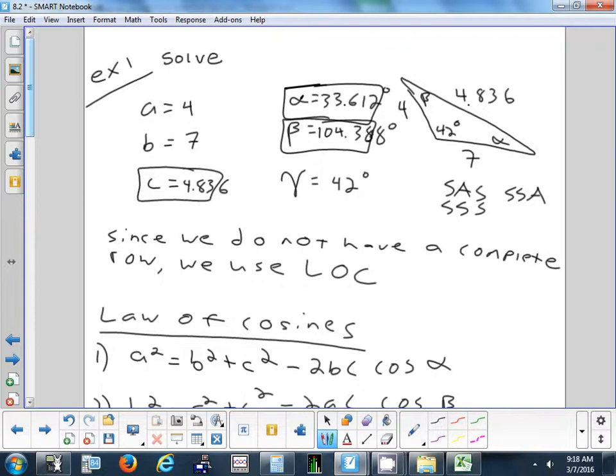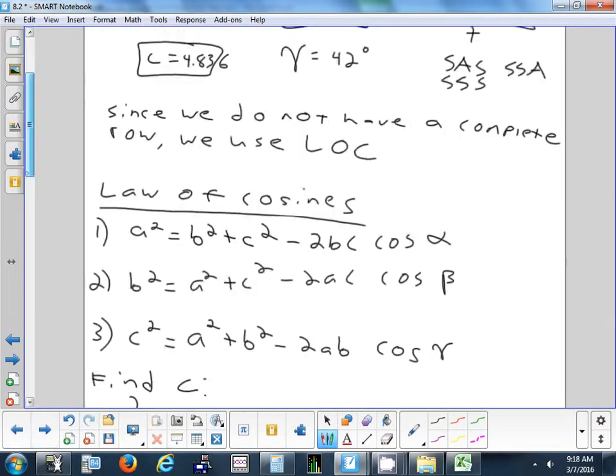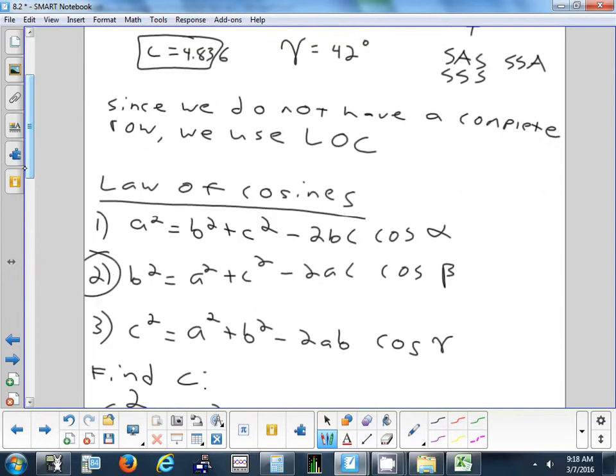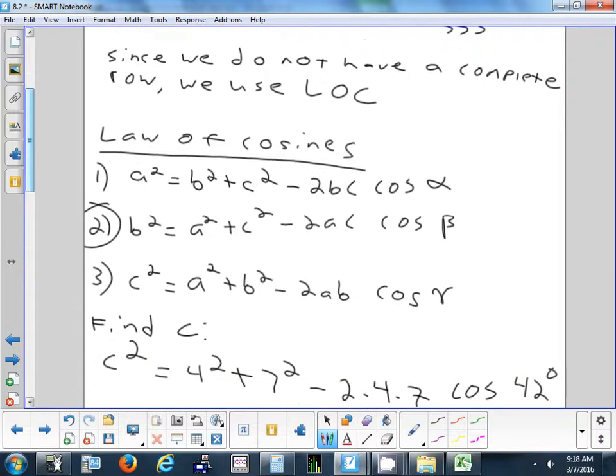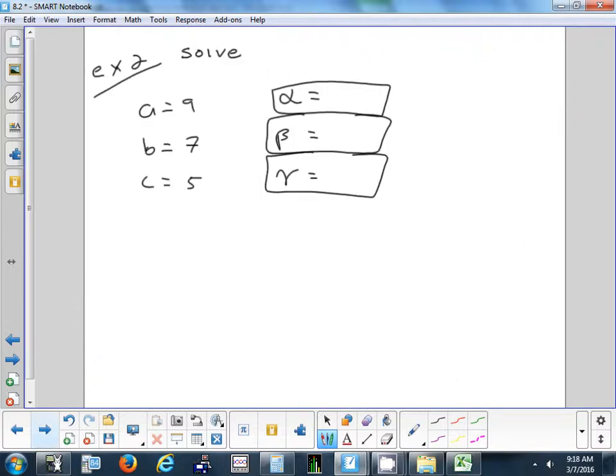How would you find beta again? Well, the way we did it was add up and subtract from 180. So 33 plus 42. Or set up the law of cosines one more time using version 2. That's another way to find beta. It'd be just like what we did with version 1, except the letters are rearranged. So any questions on the two ways you can find beta? All right. So that's our side angle side, the one we just did.